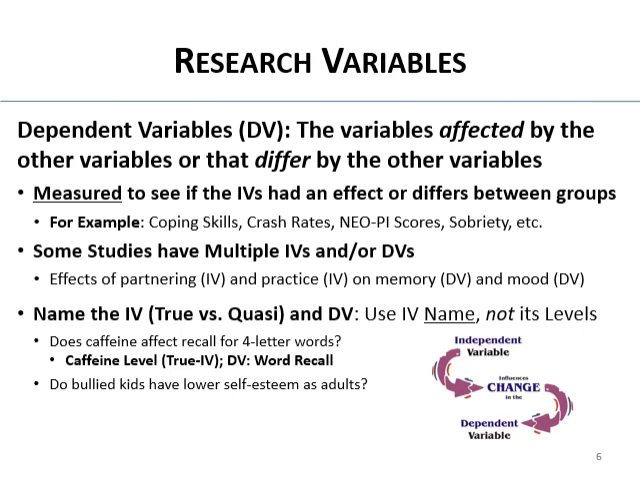Do bullied kids have lower self-esteem as adults? What's the independent variable and what's the dependent variable? And is that independent variable quasi or true?